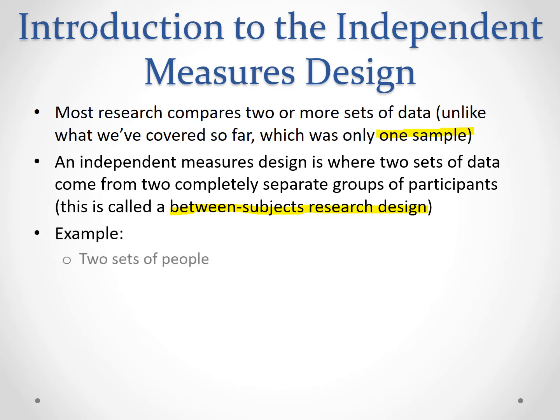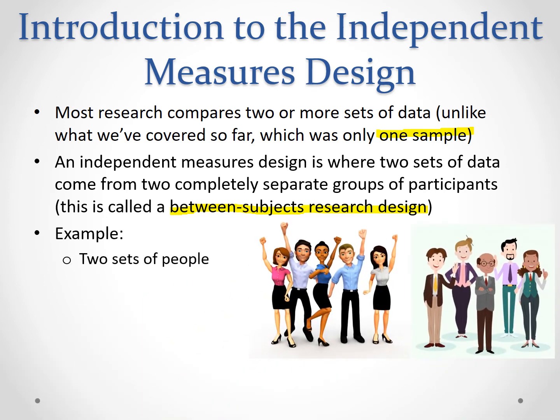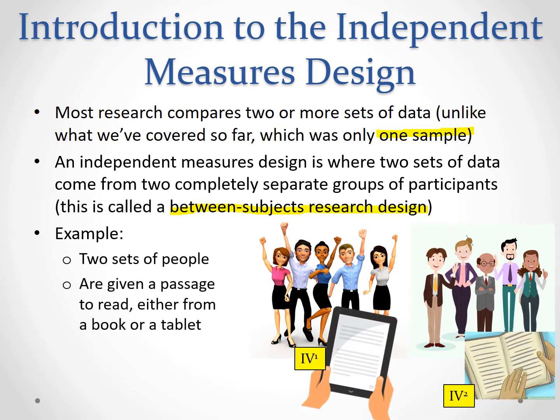An example would be where you have 2 sets of people. I give one group the first level of my independent variable. In this case, I'm giving them some kind of passage to read from a tablet. My second level of the independent variable is reading from a book. And then my DV would be something like reading comprehension. I want to see if reading comprehension differs between the 2 types of reading material.